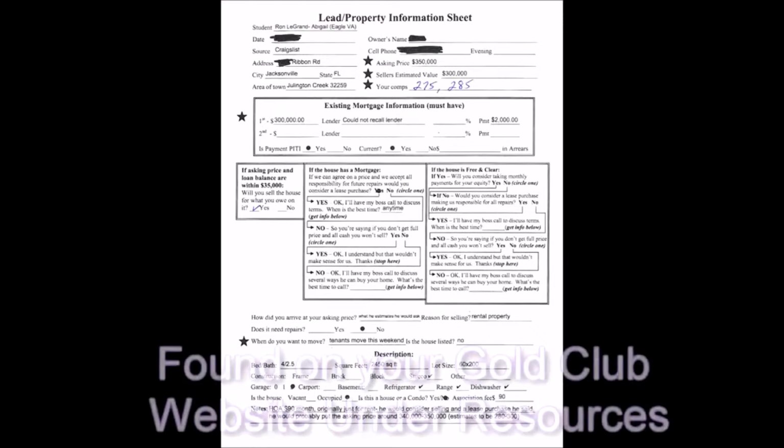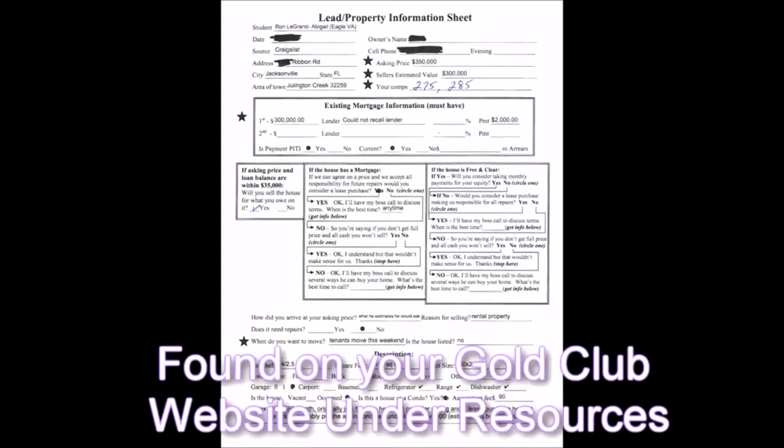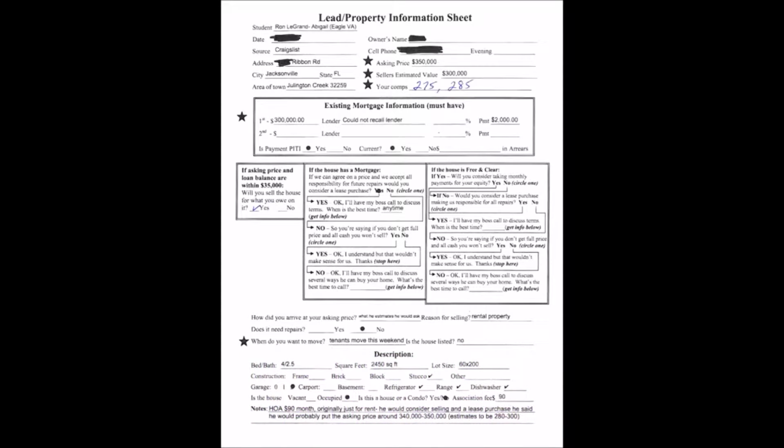You'll see on your screen right now the property information sheet that we actually use to collect information from sellers. Now remember, in my case, and hopefully in the near future your case, a virtual assistant will be filling out this sheet for you and then sending it to you so you can follow up. Let's take a look at it.